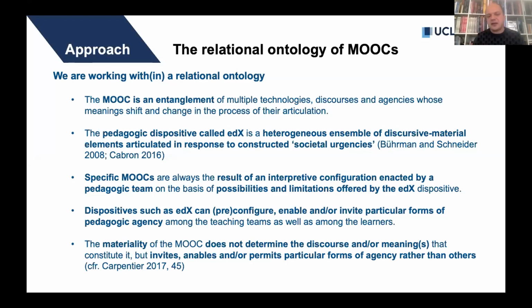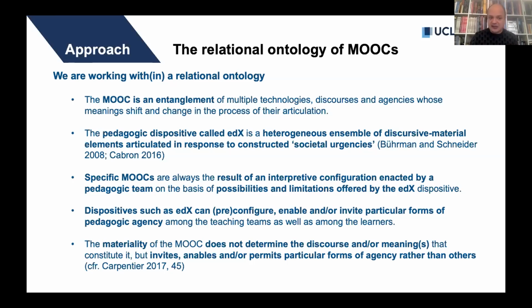So the pedagogic dispositive that we call edX is basically treated as a kind of heterogeneous ensemble of discursive material elements that are articulated in response to certain societal urgencies. And this is an idea we get from the approach to dispositives developed by Buurman and Schneider and Cabron in 2008 and in 2016. And this means that specific MOOCs, so specific courses, are always the result of an interpretive configuration enacted by a specific pedagogic team, and so of professors and assistants, on the basis of possibilities and limitations offered by the edX platform. And dispositives such as edX then, in that sense, can pre-configure, enable, invite, or facilitate particular forms of pedagogic agency among the teaching teams, but also among the learners.